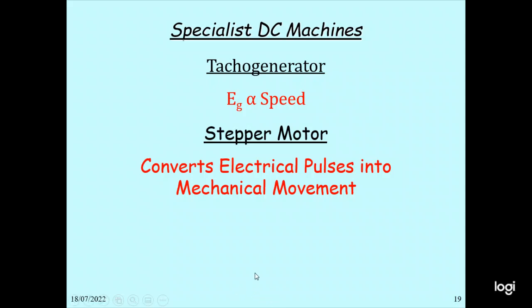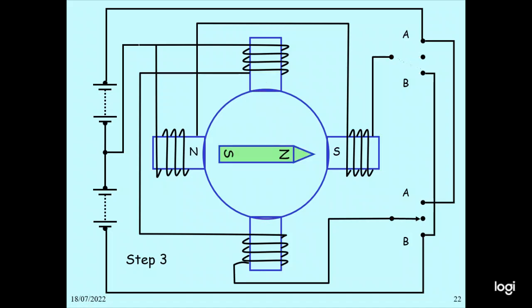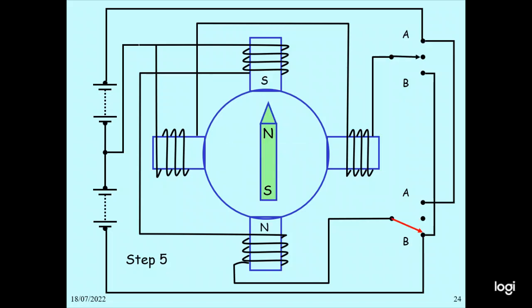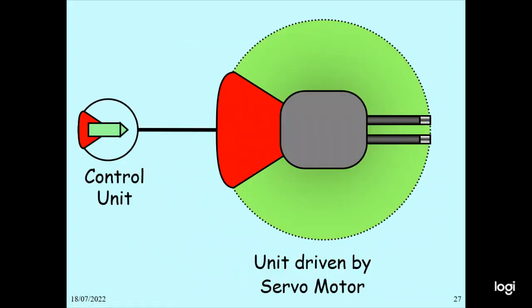Stepper motors are used to convert electrical power into mechanical motion. This is the connection diagram of the stepper motor, with the switch connections, where the rotation can happen like this. So this is the stepper motor's operating diagram. To summarize the specialist DC machines: tacho generators produce a voltage proportional to the speed, stepper motors convert electrical power into mechanical motion, and servo motors convert an electrical signal to mechanical movement. This is a control unit driven by the servo motor.